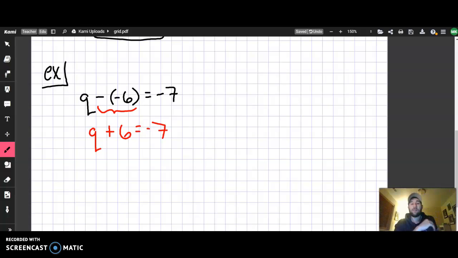And now we have a problem just like we were working on before. Our goal is to get q by itself. What undoes addition is subtraction, so we want to subtract by 6 on both sides. Our value of q is equal to negative 7 minus 6, which is negative 13.